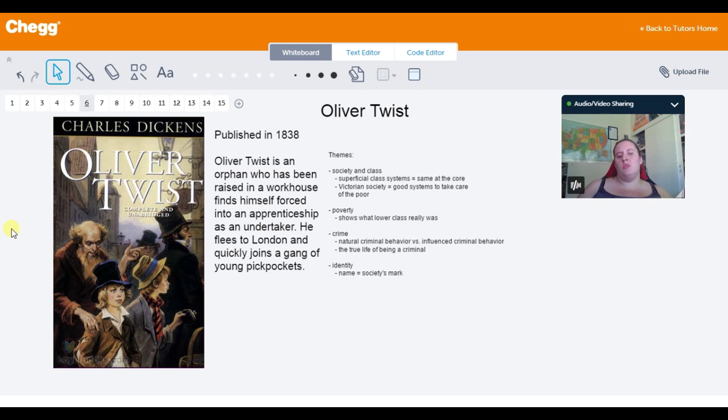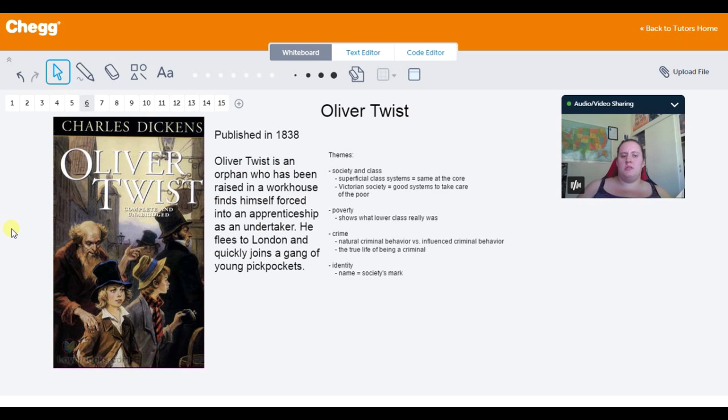Now, Dickens also wanted to discuss the idea of crime and the difference between being born a criminal and an influenced criminal. So while crime was high during the Victorian era, much of it had to do with people being forced into it because of their social standing. So he argued that there was a difference between people that were born into criminal families and born into crime, and those that were forced to commit crime.